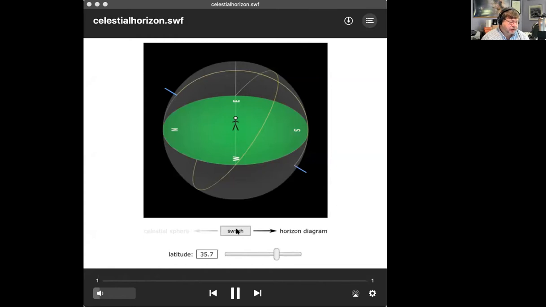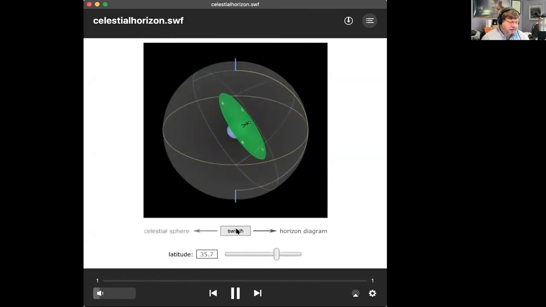But now we're going to switch to the way it looks to the outside world. So here he is standing on the Earth at about latitude 35.7, which is about where we are in Raleigh. And there is his horizon. Now notice as I go from latitude 0 to latitude 35, the angular distance from the horizon to the overhead is that degree there. So I'm at latitude 35. We're going to switch back.